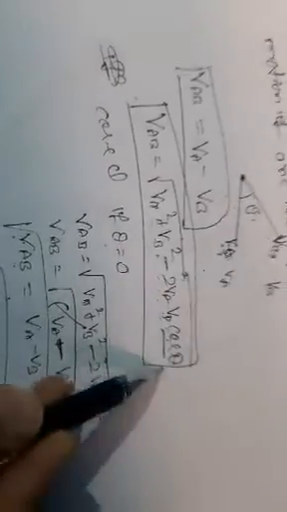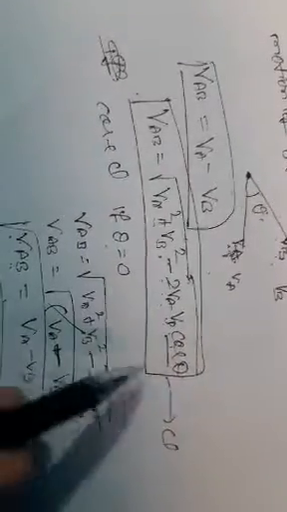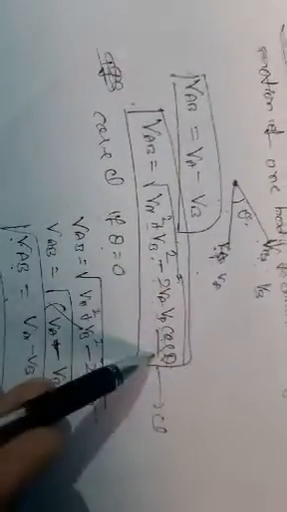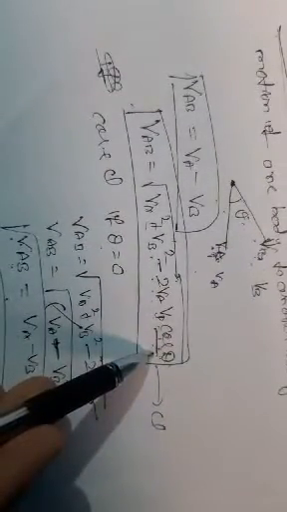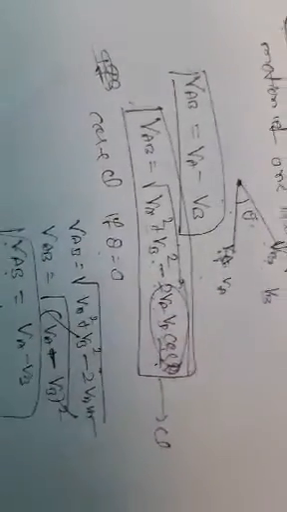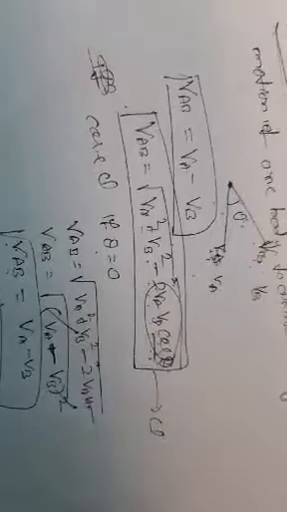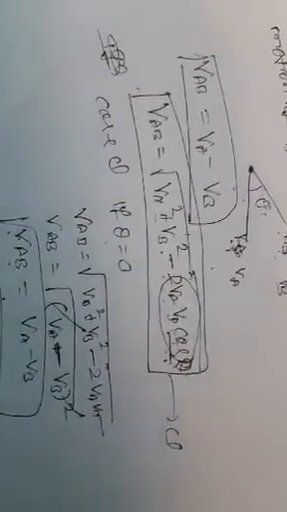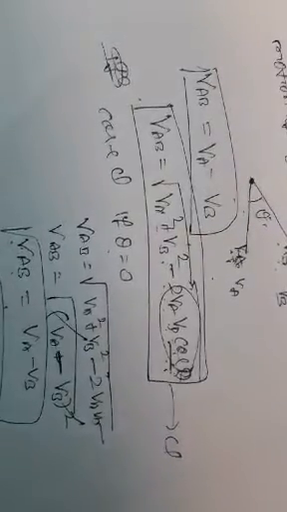Comparing with the above equation number 1, theta is the angle, that means cos 90 is 0. Totally this term is 0. Therefore the magnitude of relative velocity in the second case is root of VA square plus VB square.